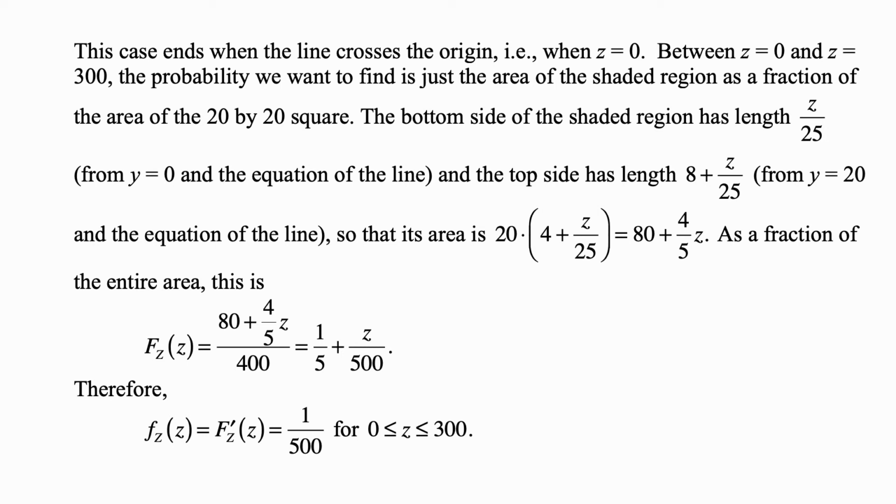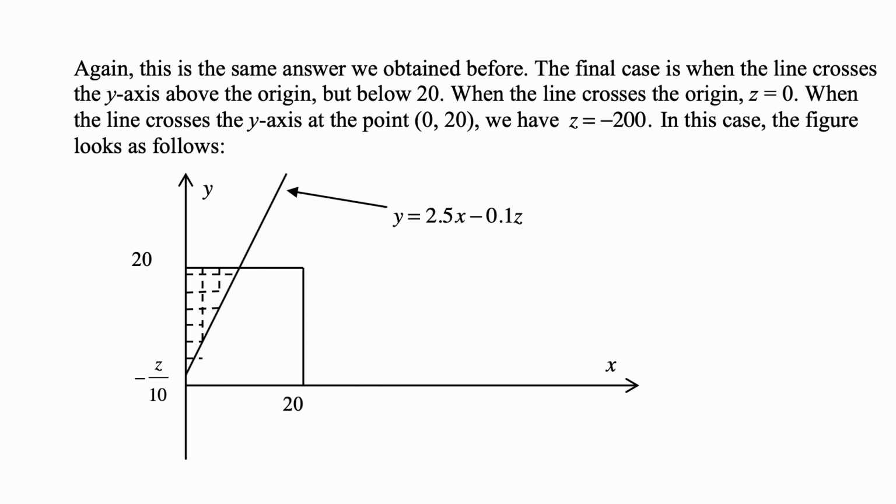The bottom side of the shaded region has length z over 25, from y equal to 0 in the equation of a line, and the top side has length 8 plus z over 25, from y equal to 20 in the equation of a line, so that its area is 20 times (4 plus z over 25), or 80 plus 4/5 z. As a fraction of the entire area, that's f sub z of z equals (80 plus 4/5 z) over 400, so 1/5 plus z over 500, and the derivative of that is 1/500, and this is for z between 0 and 300. And that's a density for those values of z. So again, this is the same answer we had before.